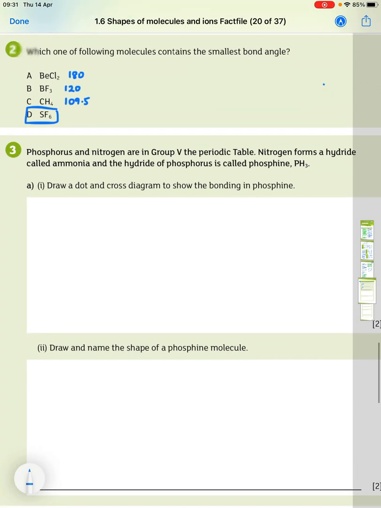So in question 3 it says phosphorus and nitrogen are in group 5 of the periodic table. Nitrogen forms a hydride called ammonia, and the hydride of phosphorus is called phosphine, PH3. So you should immediately realise that phosphine is going to be just like ammonia. So we're drawing exactly the same thing. It's a dot and cross diagram showing the bonding in phosphine. So instead of nitrogen in the middle we have phosphorus, and it has 5 electrons of its own, and then it has 3 hydrogens around it.